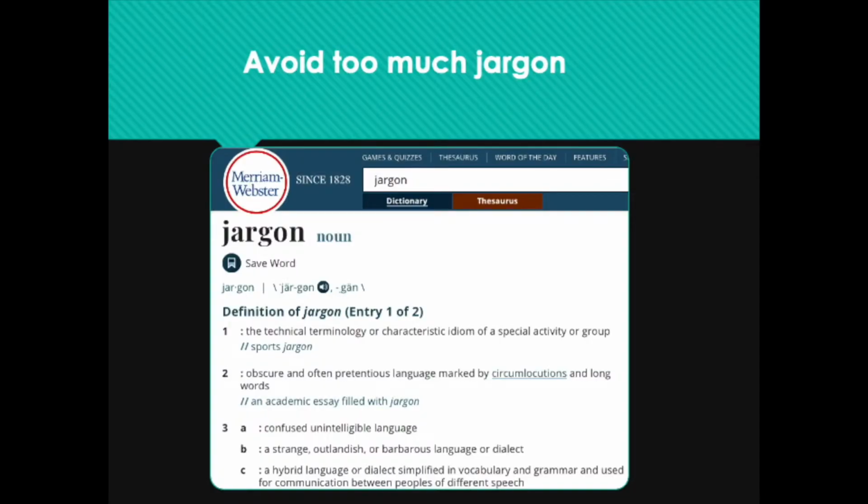Now, in my opinion, we have to use technical terminology. We can't avoid talking in technical terms when we're talking to other scientists in our field. We need to use the correct terminology. But the second part of that definition says characteristic idiom of a special activity or group. That's the part that I'm focused on, the characteristic idiom of the special group. So we want to avoid using terms that are not specifically technical terms, but that are terms that this group knows that exclude other people that don't know these terms.